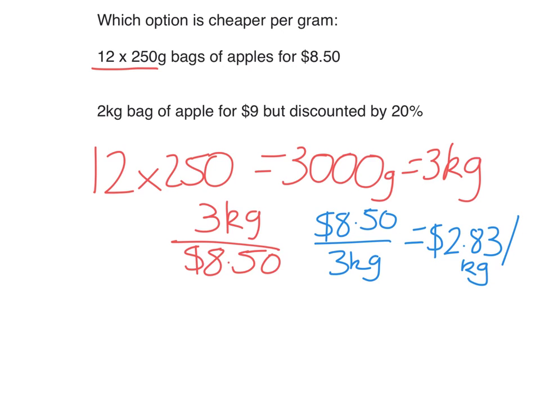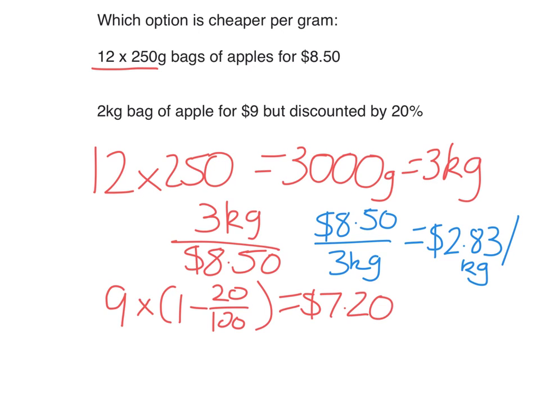So let's look at the second option. The second one says it's been discounted by 20%, so you know how to do this. If I want to discount something by 20%, I take that something and I times by 1 minus percentage over 100. Hopefully that's ringing some bells for you. And that is $7.20. So for this second option, I'm actually paying $7.20, but it's only for 2 kilos. So this as a rate is $7.20 for 2 kilos. $7.20 divided by 2 is $3.60 per kilo.